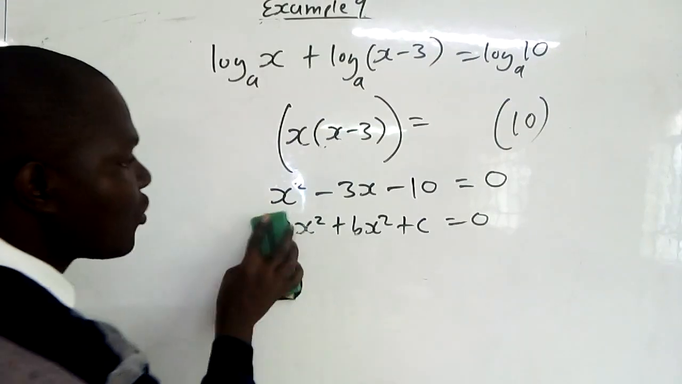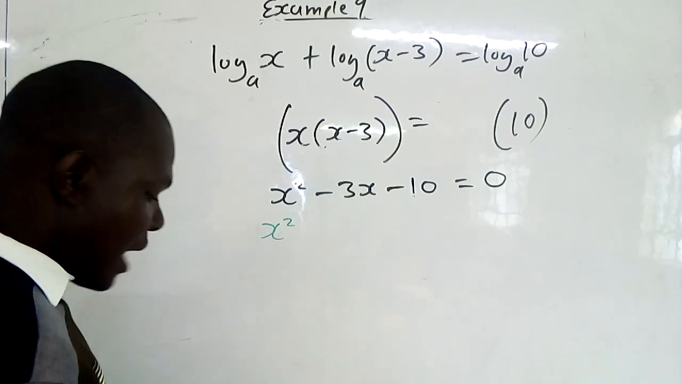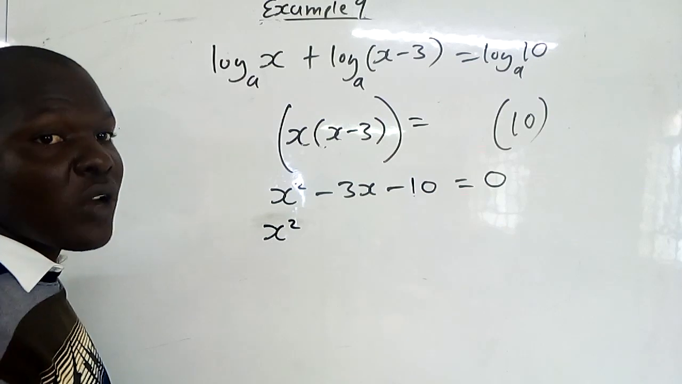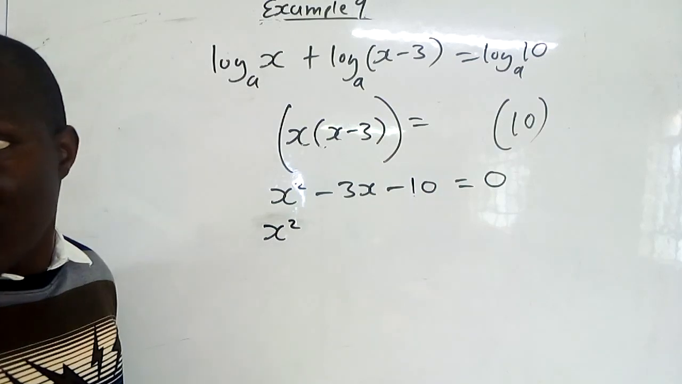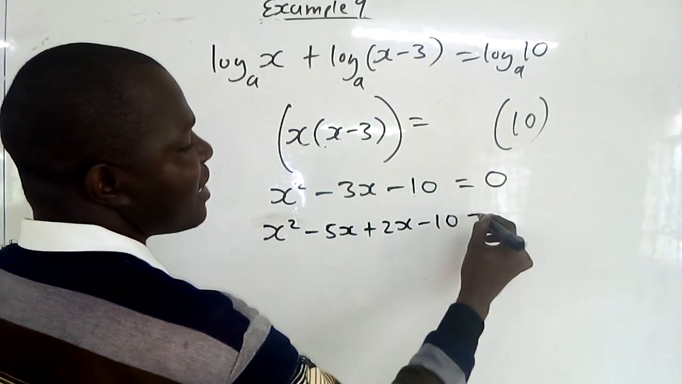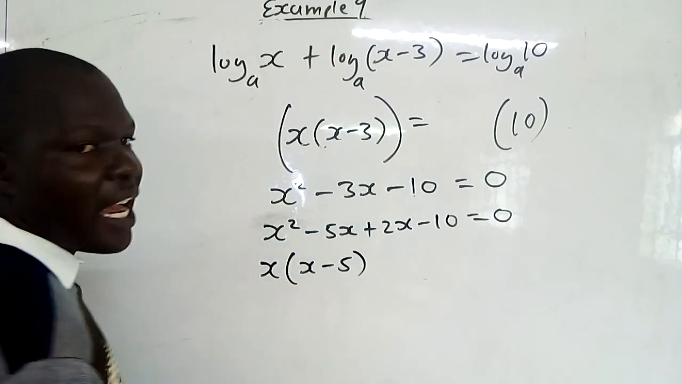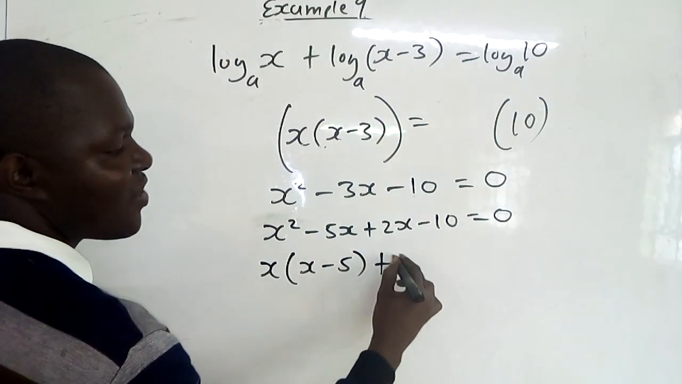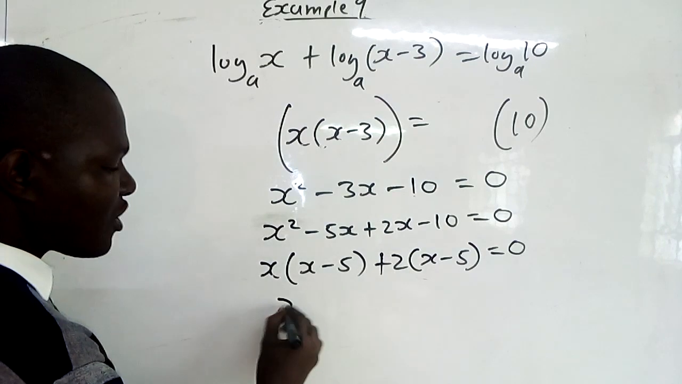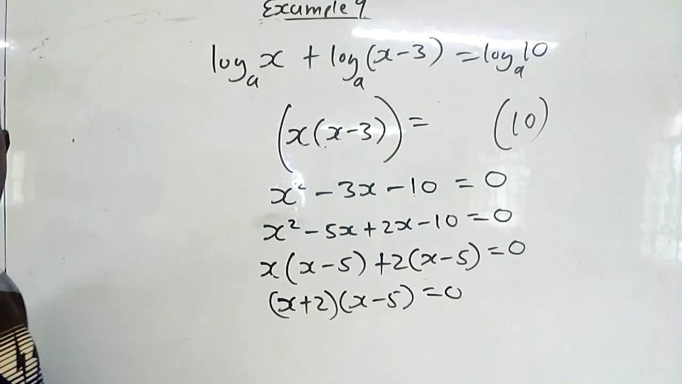Good. So we split this negative 3x. We are using factorization, or you can use the quadratic formula, whichever method, so long as you are able to solve for x. So here we have x squared minus 5x plus 2x minus 10 is equal to 0. For the first two parts you remove x outside as the common factor, x minus 5. The other side, the common factor is 2, you remain with x minus 5. So here we have (x plus 2) times (x minus 5) is equal to 0, isn't it?